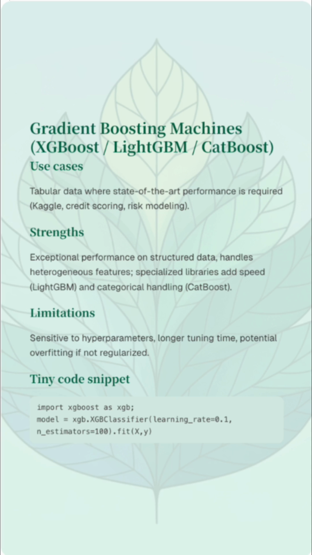Next up, let's talk about gradient boosting machines, including XGBoost, LightGBM, and CatBoost. They're widely used for tabular data when you need state-of-the-art performance, like in Kaggle competitions, credit scoring, or risk modeling. Their strengths: they deliver exceptional performance on structured data, handle heterogeneous features, and specialized libraries bring extra benefits. For example, LightGBM is optimized for speed, and CatBoost handles categorical data automatically. But there are some downsides. These models are sensitive to hyperparameters, take longer to tune, and can overfit if not properly regularized.